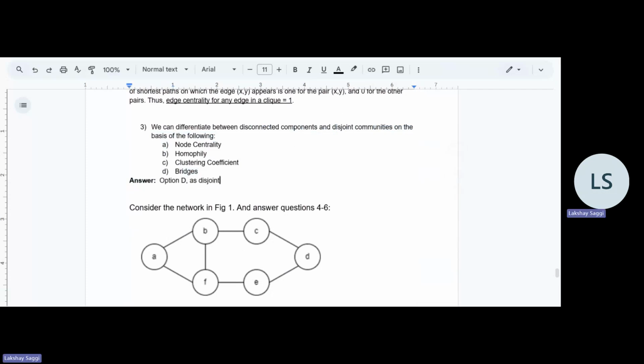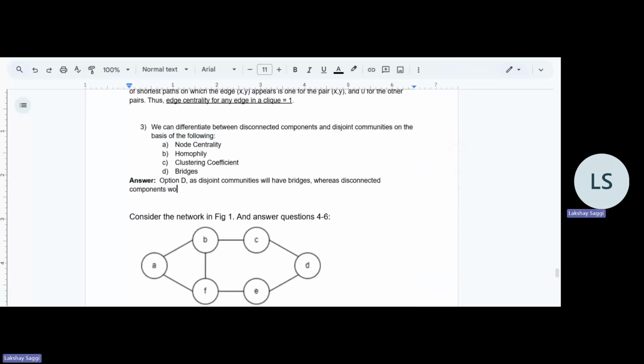So option D, as disjoint communities will have bridges, whereas disconnected components won't. So yeah, this is why option D is correct.